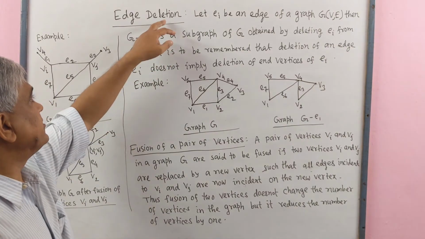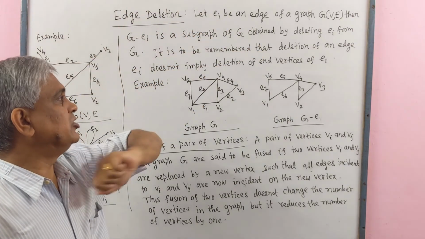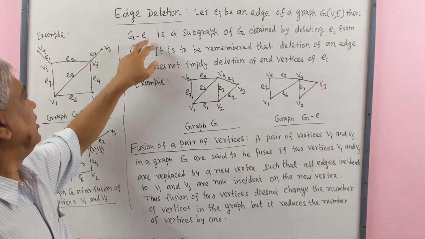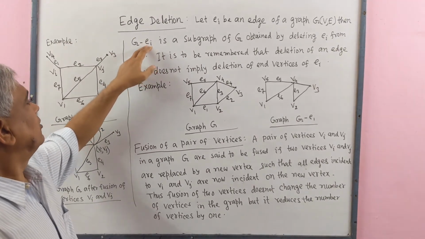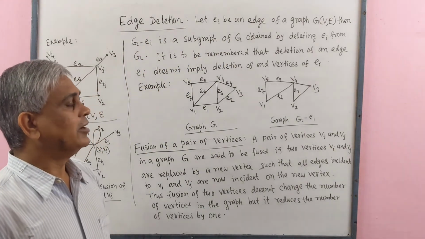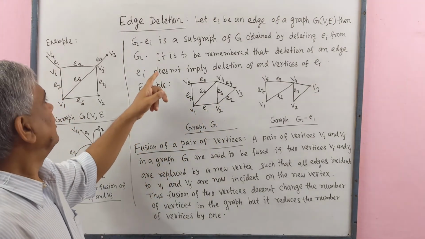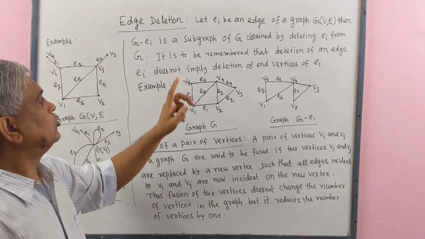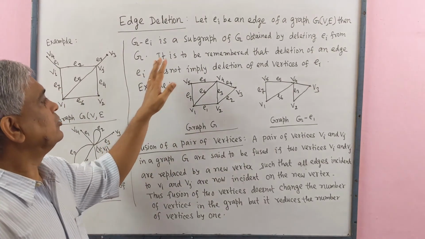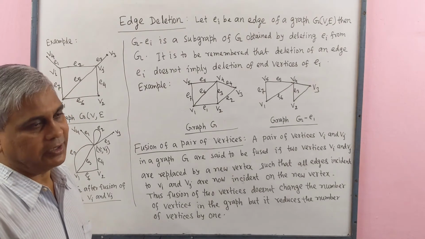Now we define the edge deletion in a graph. Let Ei be an edge of a graph G(V, E), then G minus Ei, meaning deletion of the ith edge in G, is a subgraph of G obtained by deleting the ith edge Ei from the graph G. It is to be remembered that deletion of an edge Ei does not imply deletion of the end vertices of Ei.